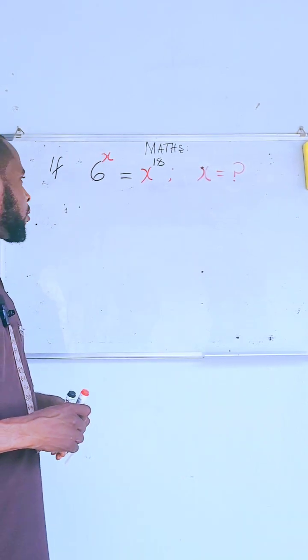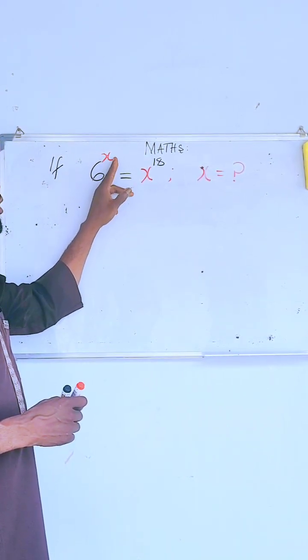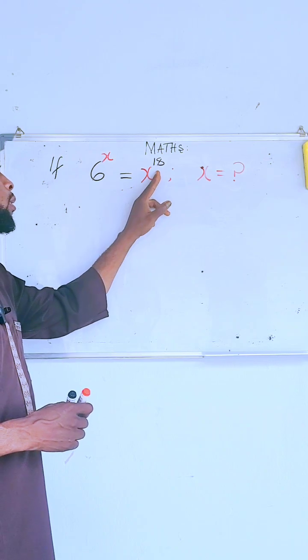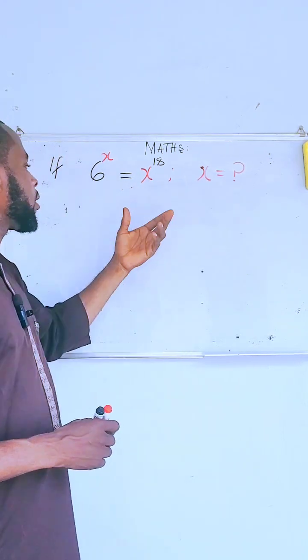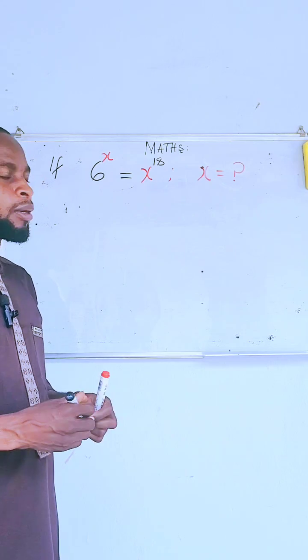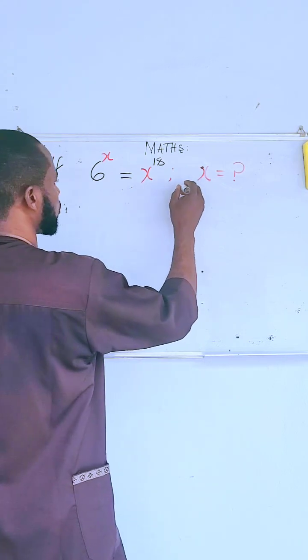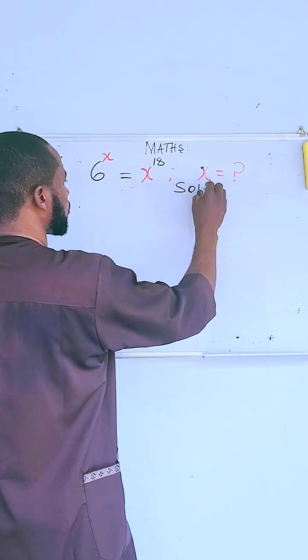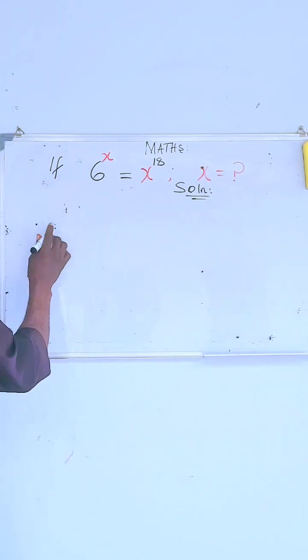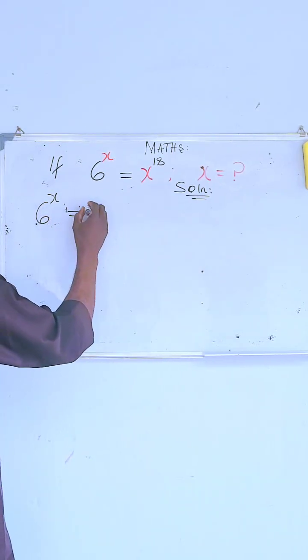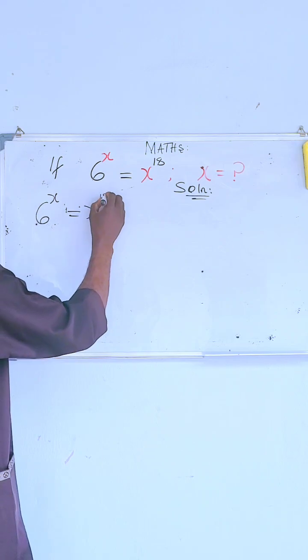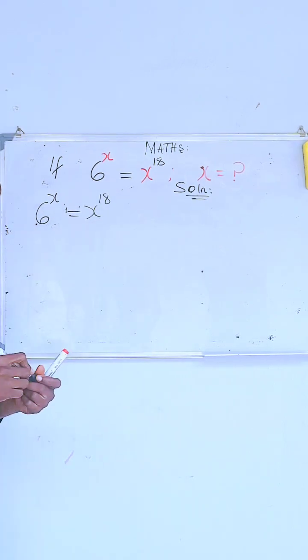In this video, we are going to learn how to solve this tricky exponential equation here on the board. We have: if 6 to the power of x equals x to the power of 18, we have to find the value of x that will satisfy this equation. Now, I put down here the solution. I come down with the equation 6 to the power of x equals x to the power of 18.